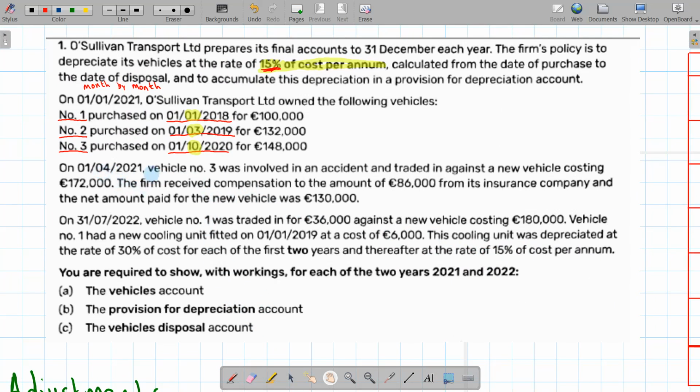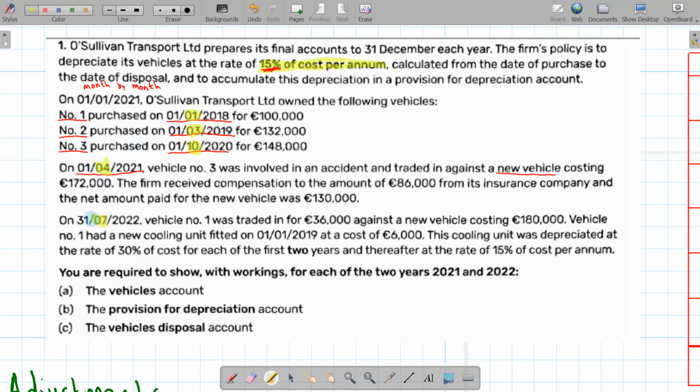On the 1st of the 4th, 2021, vehicle number 3 was involved in an accident and traded in against a new vehicle costing 172,000. So we know there's going to be a new vehicle. Okay, we'll call that van 4. So we won't have to worry about anything else here. The firm received compensation to the amount of 86,000 from its insurance company, and the net amount paid for the new vehicle is 130. So the 1st of the 4th. Just be wary of the months we're dealing with.